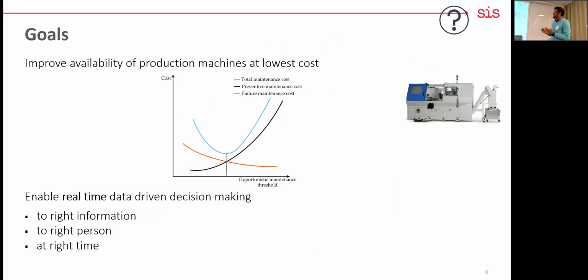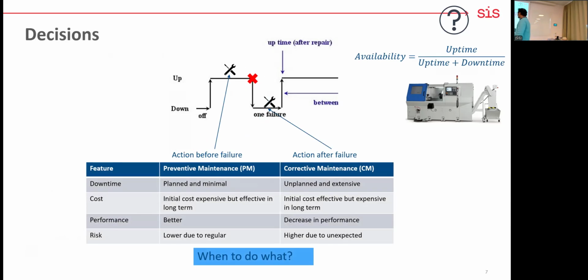In order to take this decision, evaluating availability and also cost, we need data. We have to make sure we have the right information for the right person at the right time. We need the right amount of data, efficiently, so that we can take decisions faster and have less downtime.